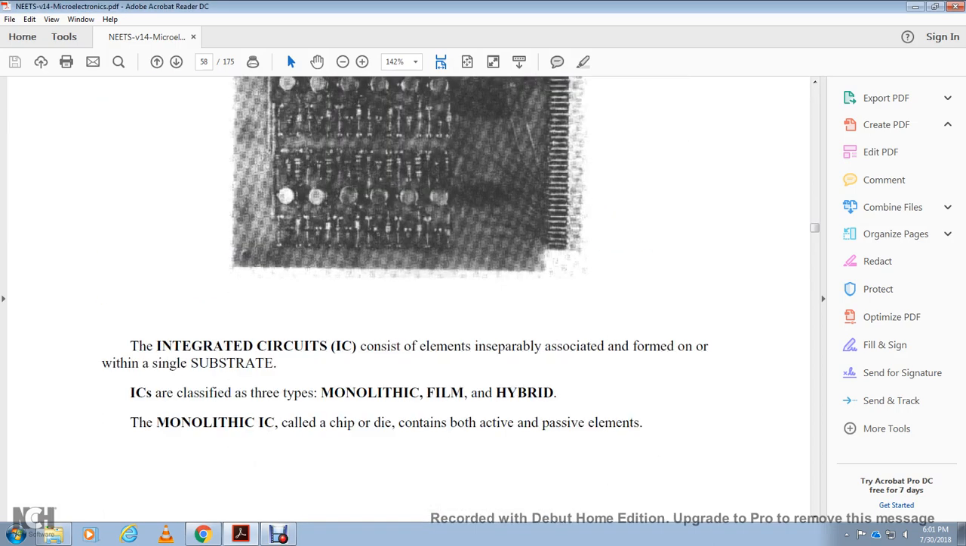Integrated circuits consist of elements inseparably associated and formed within a single substrate. Integrated circuits are classified into three types: monolithic, film, and hybrid. The monolithic integrated circuit is called a chip or die. It contains both active and passive elements.